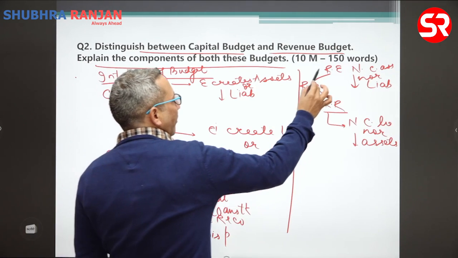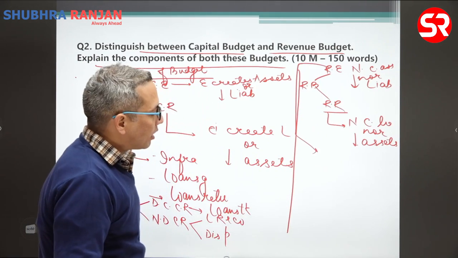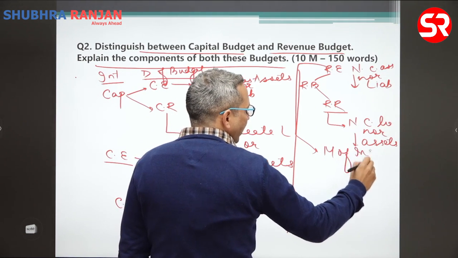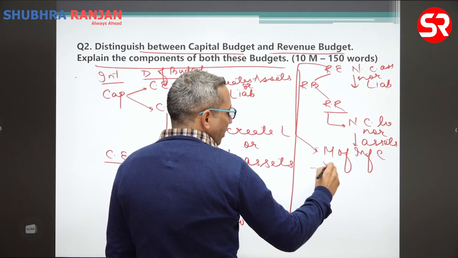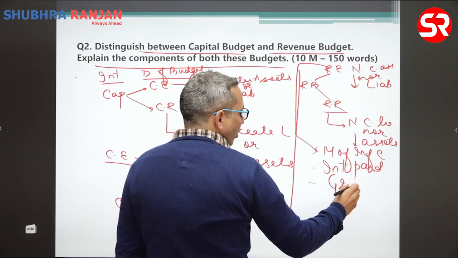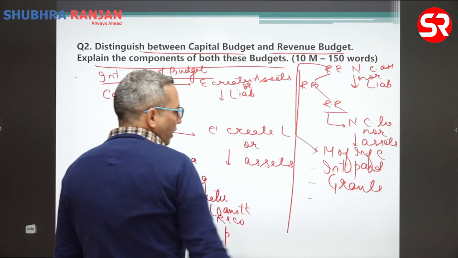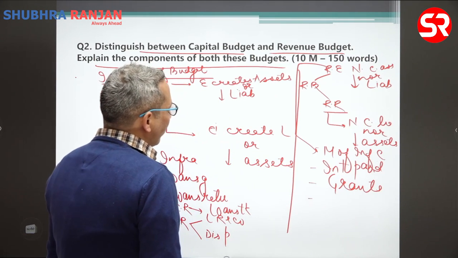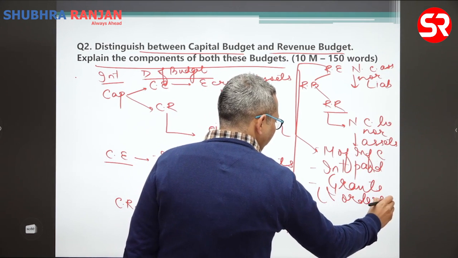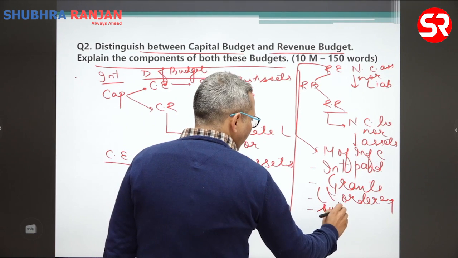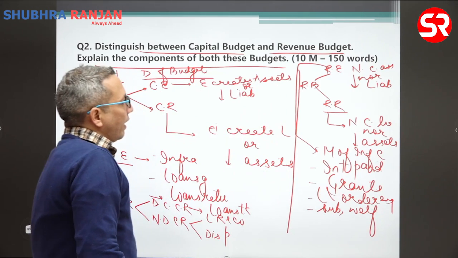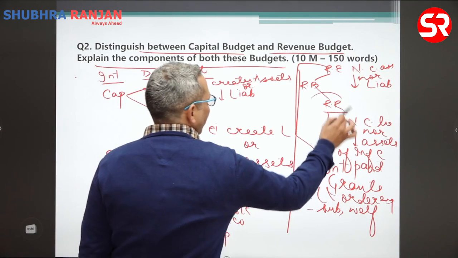Then we'll say that revenue expenditure consists of expenditure on maintenance of infrastructure creation, then interest paid on loans taken, grants given to other countries and states, then law and order expenditure, subsidies, expenditure on welfare schemes, etc. Alright. And then we'll have to tell about revenue receipts.